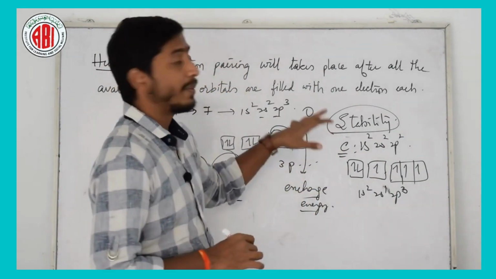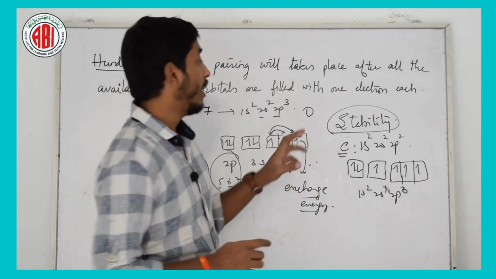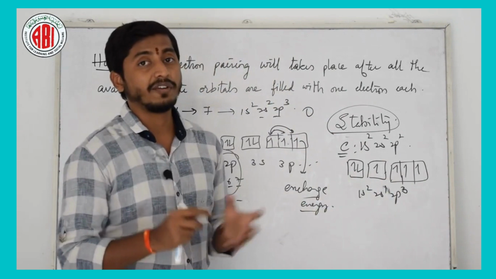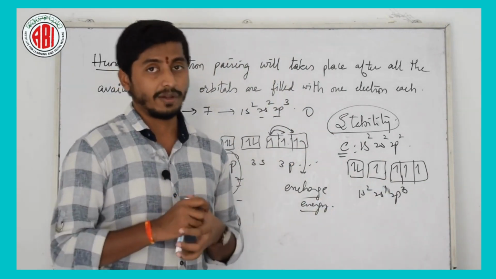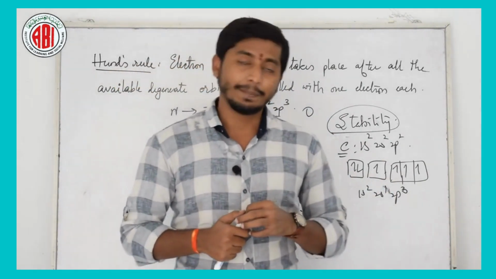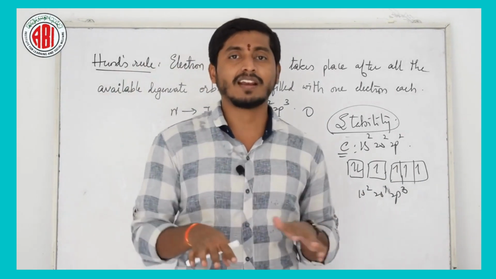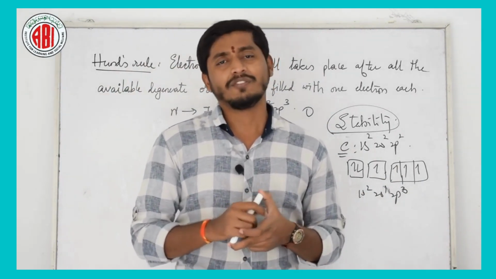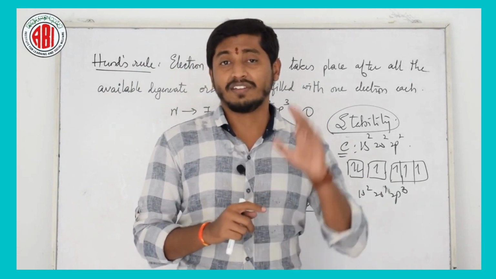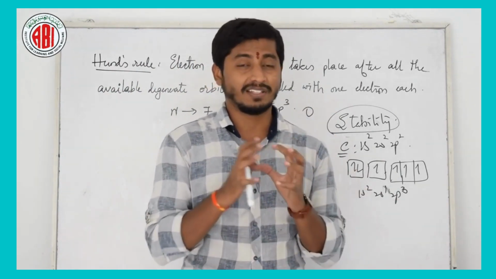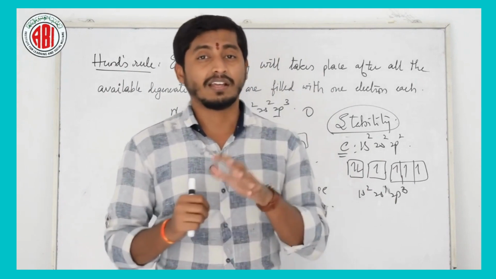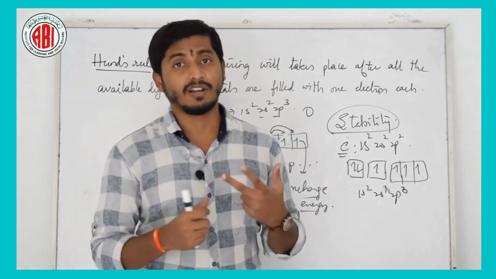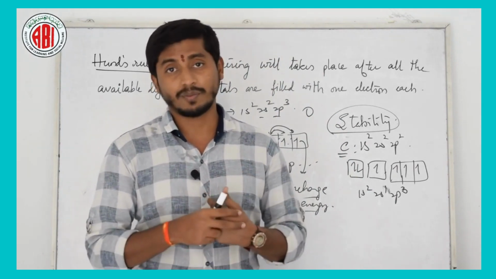Which means stability can be obtained only by symmetrical distribution or by exchanging the energy between the same degenerate orbitals. Is it clear? With these different topics, we are at the end of the structure of atom. What are the different topics we have discussed? We started with the subatomic particles, then entered into the different atomic models, that is Thomson's atomic model, Rutherford's atomic model and Bohr's atomic model.